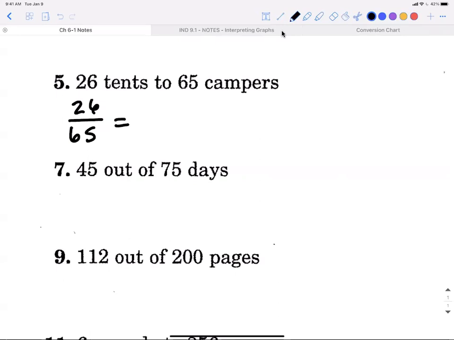So that tells me that 26 is divisible by 13. I already tried that. And 65, I just checked, and it's divisible by 13. So when I divide 26 by 13, I get 2. And when I divide 65 by 13, I get 5.